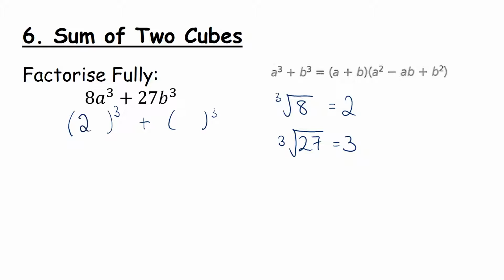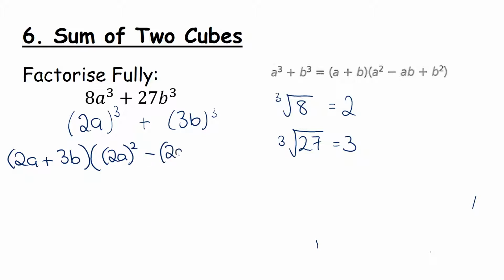So here we'll have 2a, here we'll have 3b, and then we fill into our formula. So we have 2a plus 3b. Then again, like the last time, remember it's 2a all to be squared. So that full term has to be squared. It's not enough just to write 2a squared. So then we have 2a by 3b, and then we have plus 3b squared.